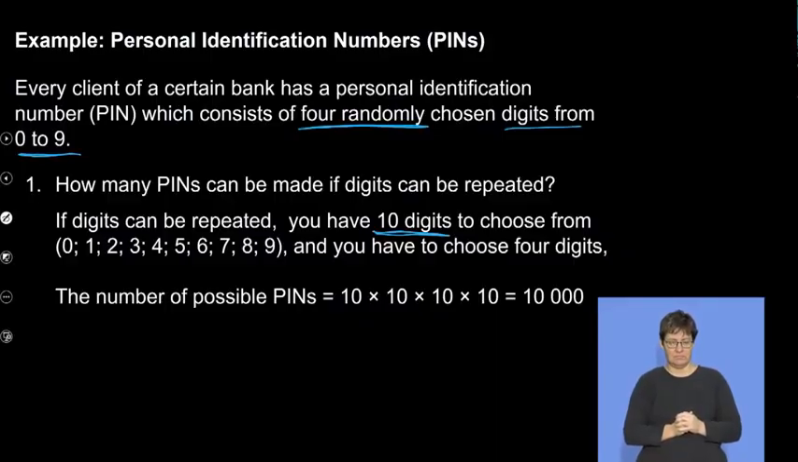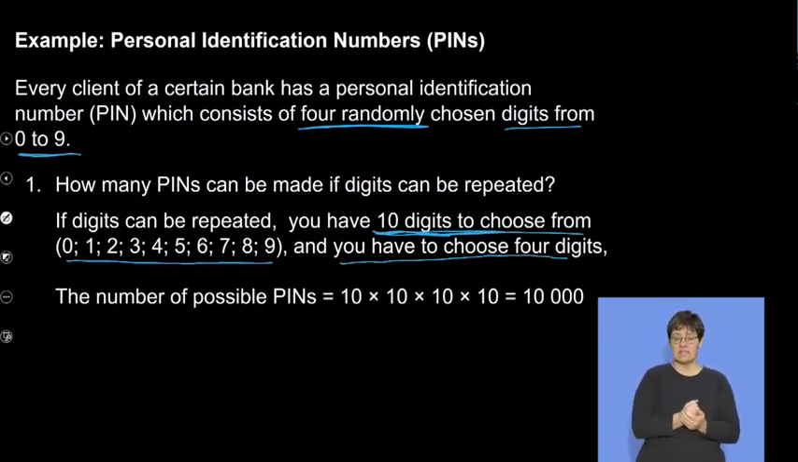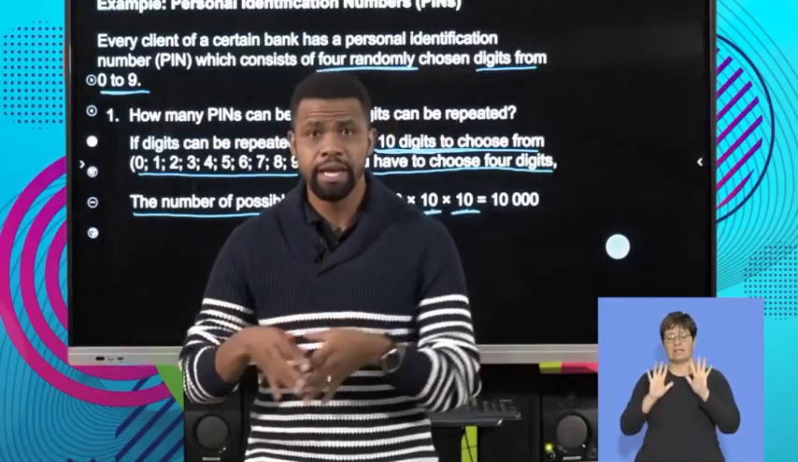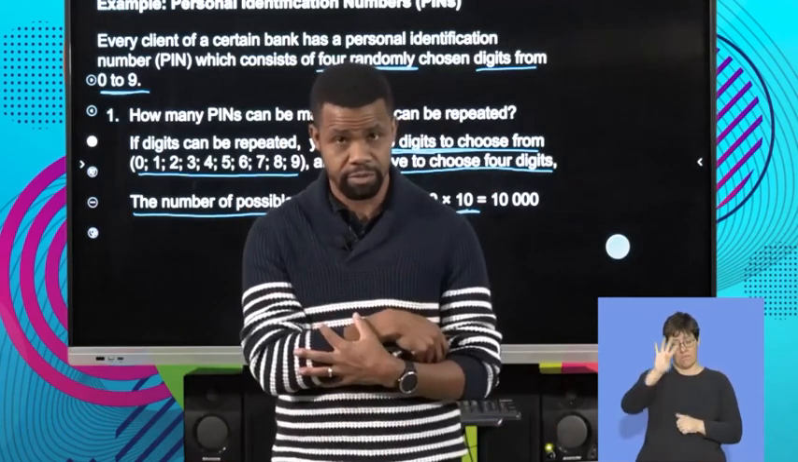So 10 digits, we have to choose from where? 0 all the way to 9. You have to choose 4 digits. Then the number of possible PINs. The first position, we can choose what? 10, because we have 10 choices from 0 to 9. And the second one, we also have 10. The third one, 10. And the fourth one, 10. And you multiply, you get 10,000. Or you can leave your answer as 10 to the power of 4 in exponent form. Here, we could repeat the digits.